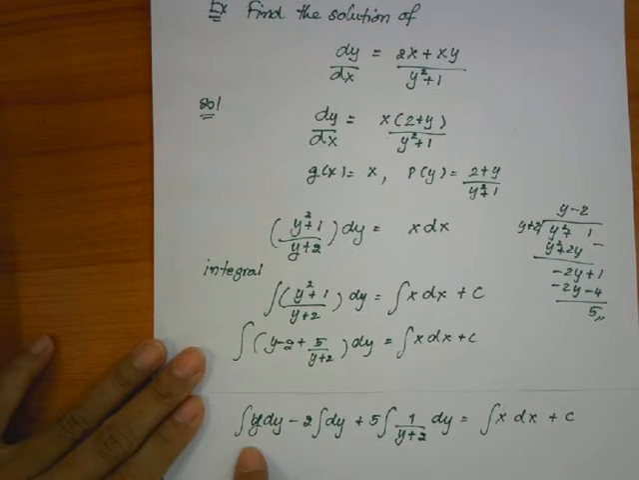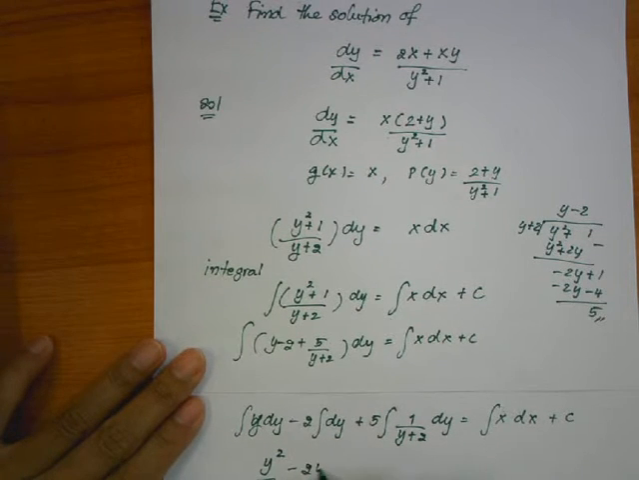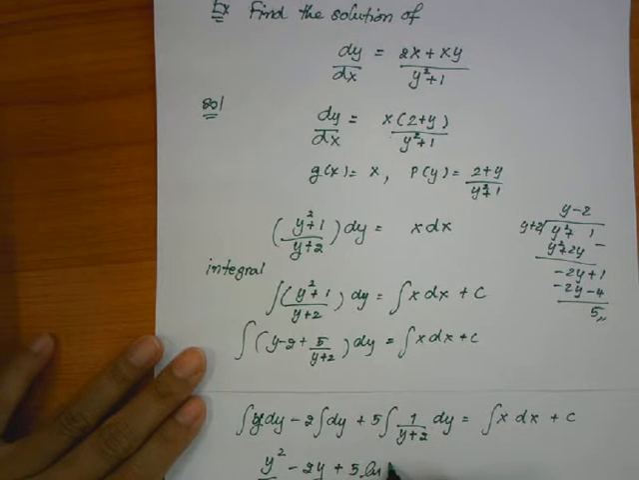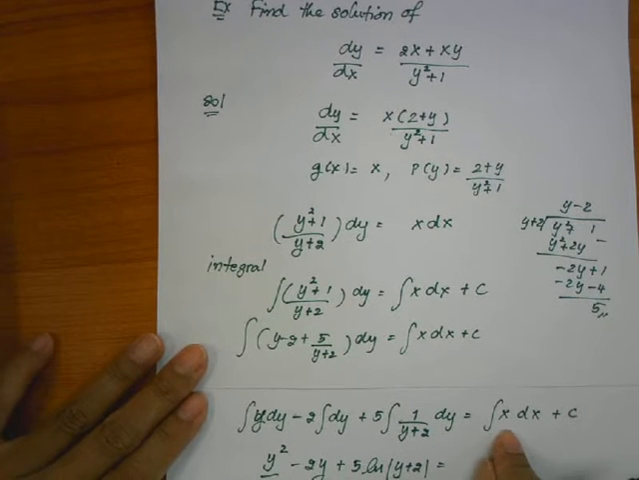The integral of y dy is equal to y squared divided by 2. The integral of dy is equal to y, so you've got negative 2y. For the integral of 1 over y plus 2 dy, you make dy to be d(y plus 2). So you get ln of y plus 2, equal to the integral of x dx, which is x squared divided by 2.